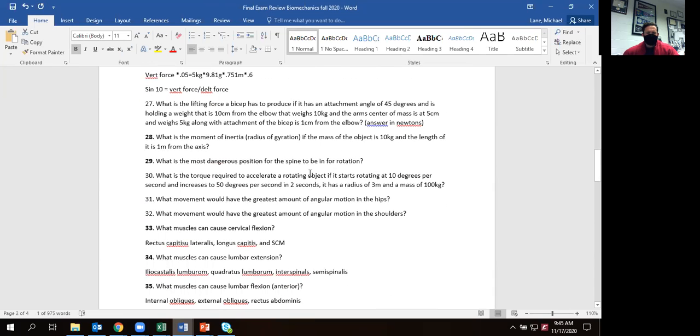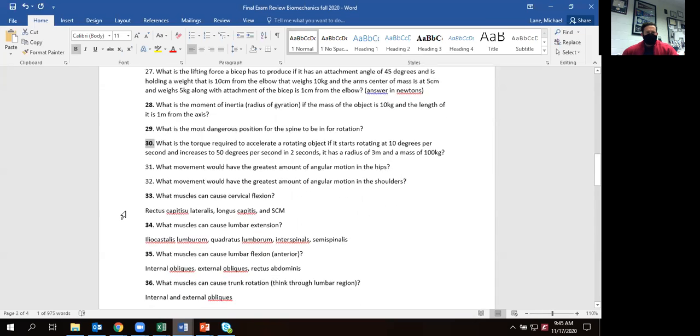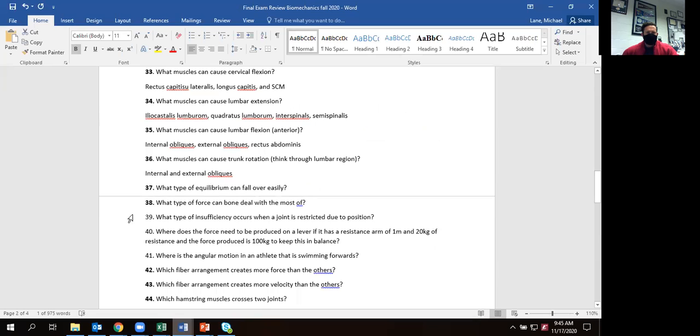So 50 minus 10 divided by 2. So we've got 20 degrees per second squared. Then multiply that by 3 squared, and then multiply that by 100. And that's going to give you the torque. Awesome.